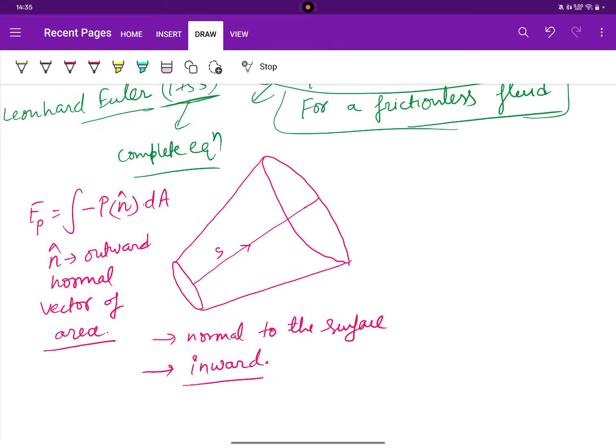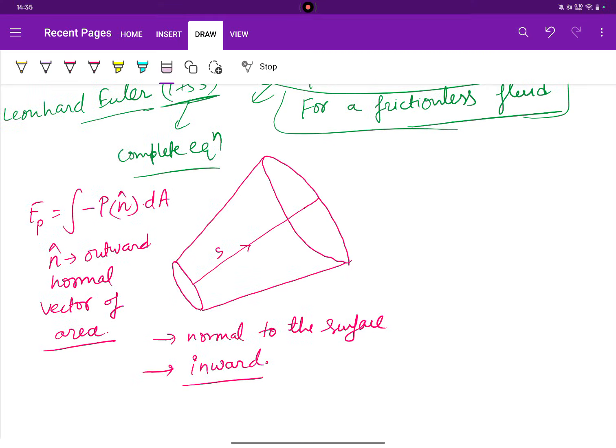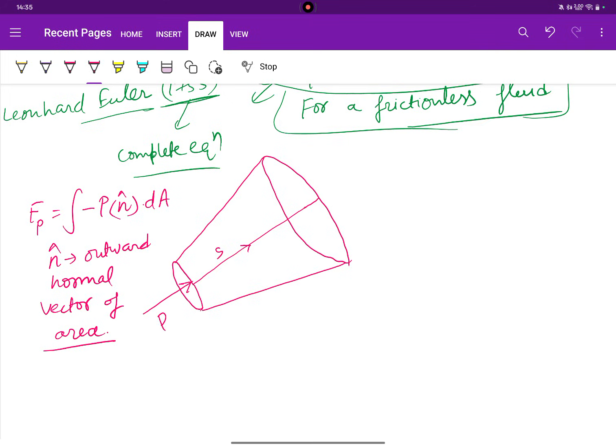Now I can erase this part, right? I think it must have been recorded, and yes, it is recording. I'll just remove this part, and then the pressure here is going to be P, and here the pressure is going to be P plus dP, that we are going to assume, and let's say the density and velocity field, rho and v, become rho plus d rho and velocity plus dv.